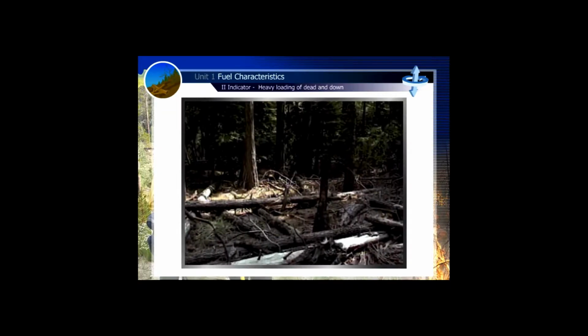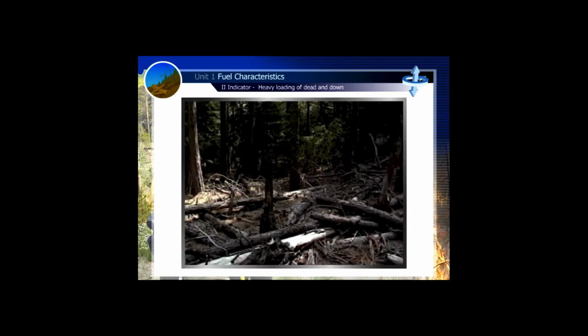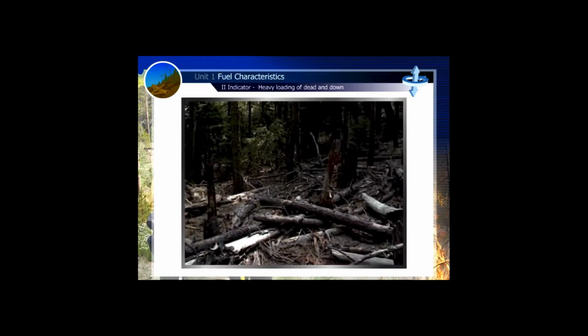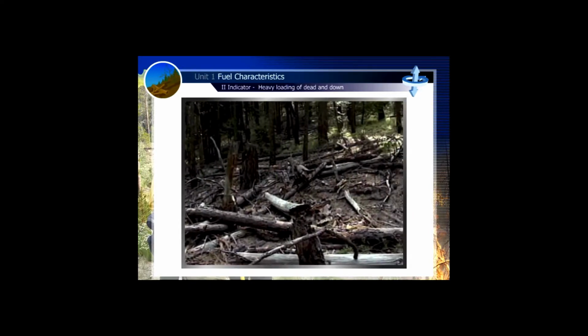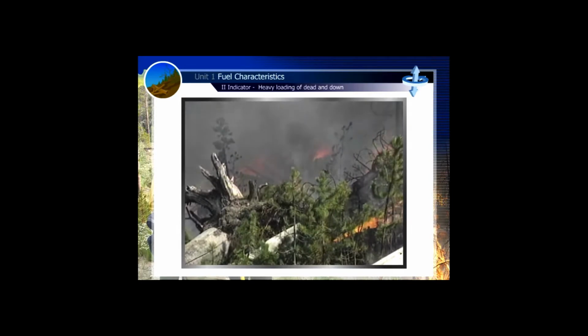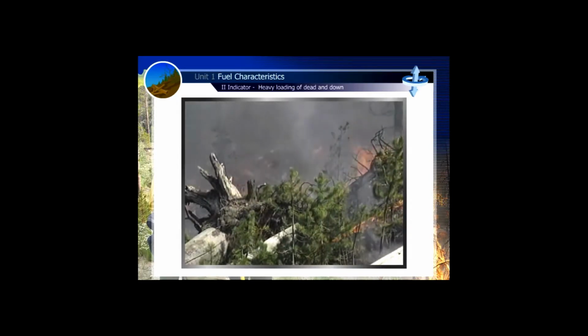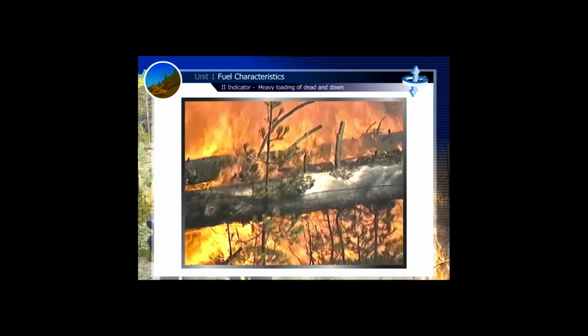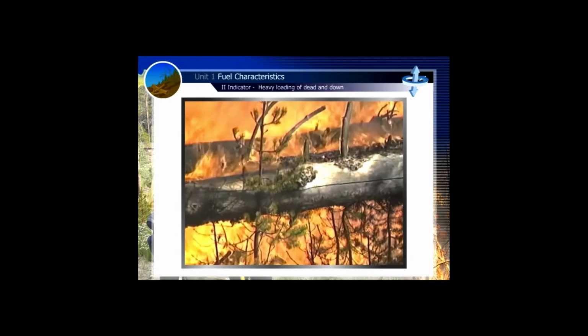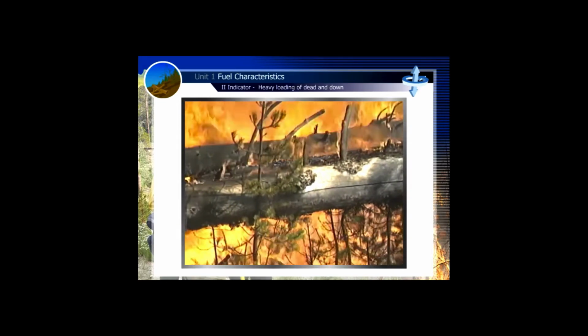This indicator is defined as a large load of dead material, 3-inch or larger wood, that is on the forest floor. Heavy loading of dead and down fuel increases the potential for intense burning conditions. This type of fuel is consumed more slowly and for a longer duration than continuous fine fuels.